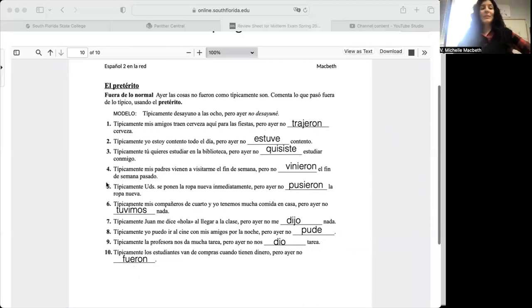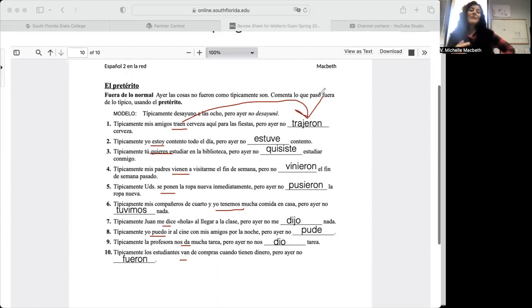So what this was asking you to do was to recognize which verb it was in the present. So in this context: traen, estoy, quieren, vienen, ponen, tenemos, dice, puedo, da, van, and then translate that into the irregular form in the preterite.